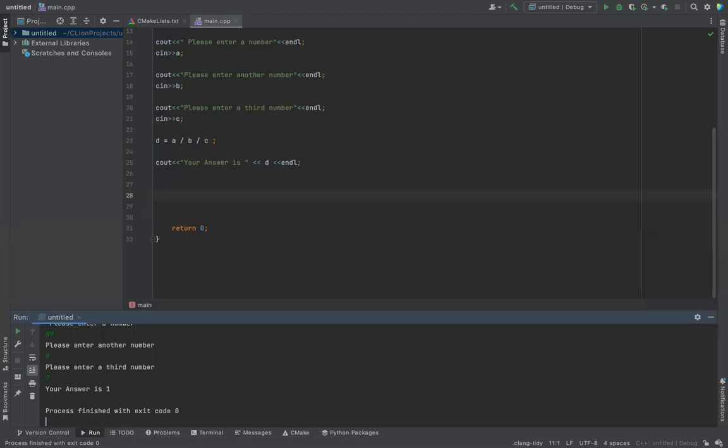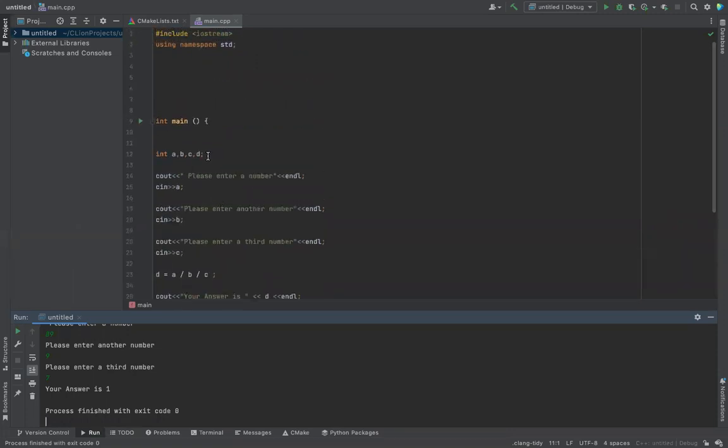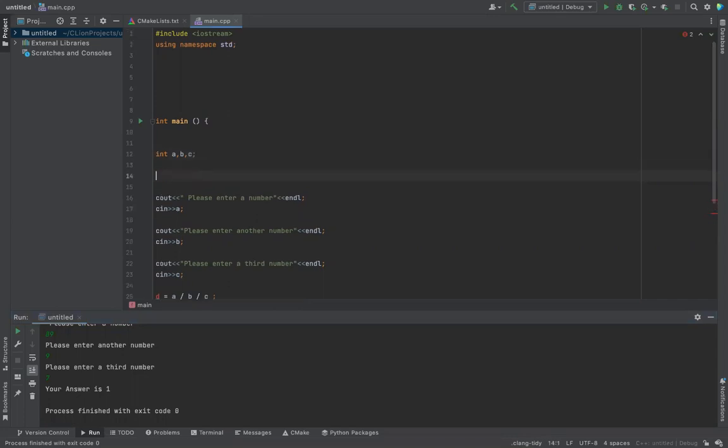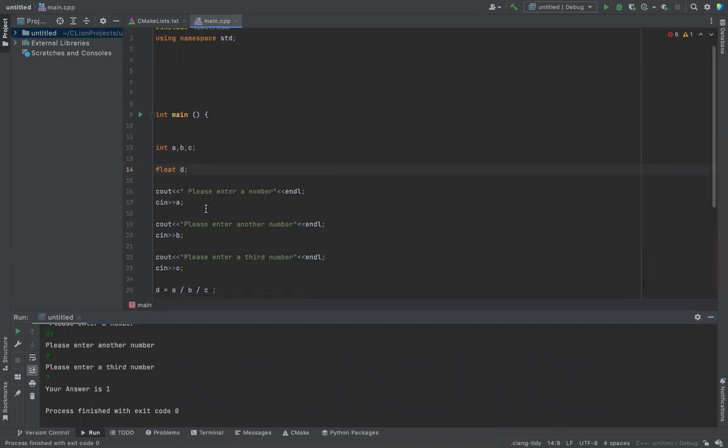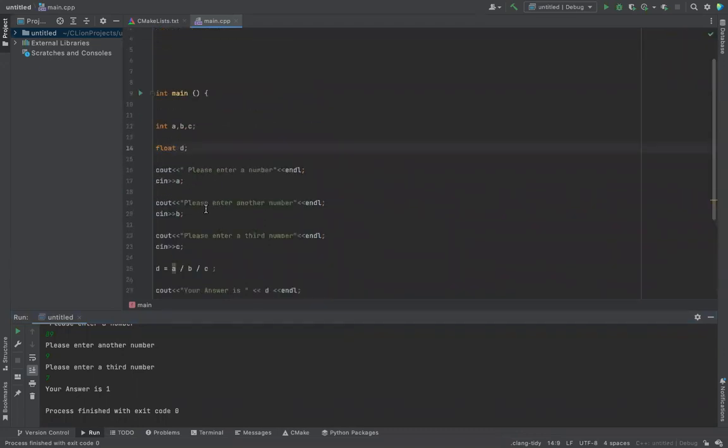Because we are using int. Very good. It's because I'm using integers. Yes, integers. So let me try floats. Let me try float.